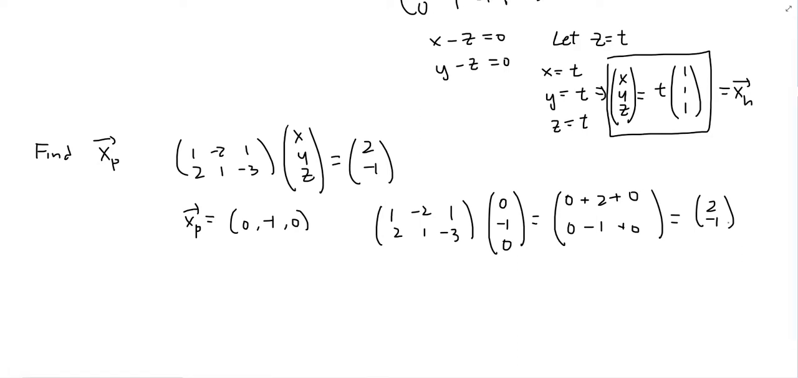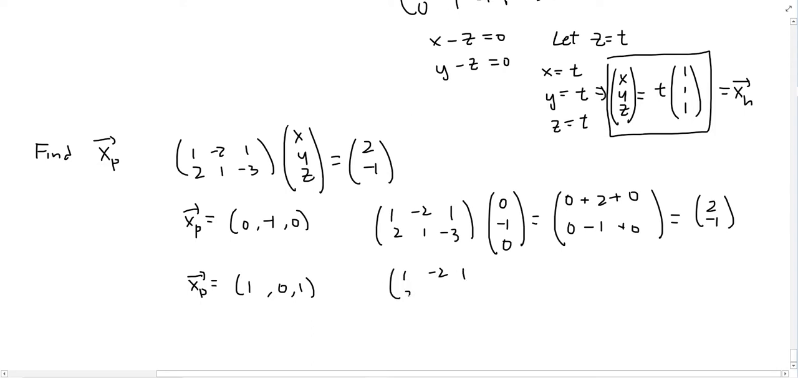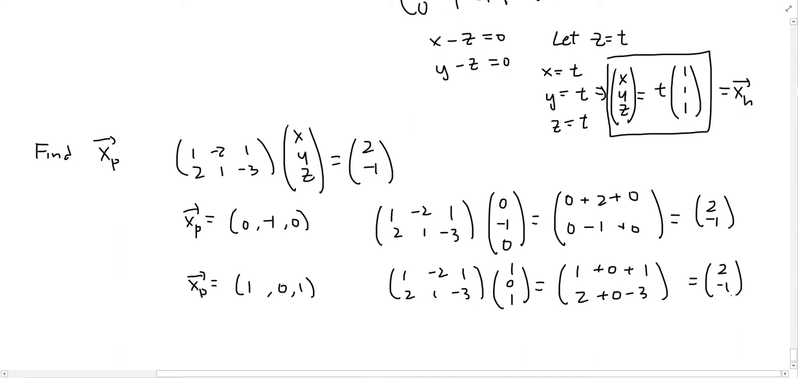Usually also get a second one. Some student would have this one instead. 1, 0, 1. And once again, to see that it works, all you have to do is just plug it in. So that will be 1 plus 0 plus 1. And 2 plus 0 minus 3. So that comes out to be 2, negative 1. There you go. So those two are the most common ones.